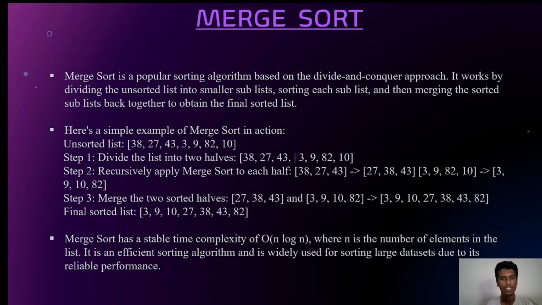Divide and conquer means dividing the array into two different parts, sorting them separately, and merging them again. Let's see the example. We have an array of 38, 27, 43, 3, 9, 82 and 10. We divide the array into two equal halves. Then we get one array as 38, 27 and 43, and another array as 3, 9, 82 and 10.